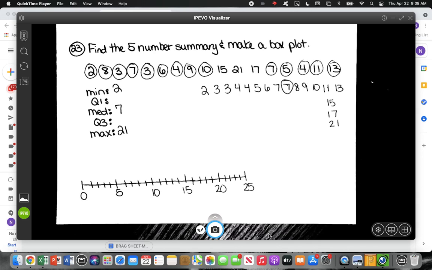Is there going to be ones where you don't have to do a 5-number summary, you just have to do a mean, median, mode? There will be some that are mean, median, mode, and then there will be some that are a 5-number summary and the box plot.